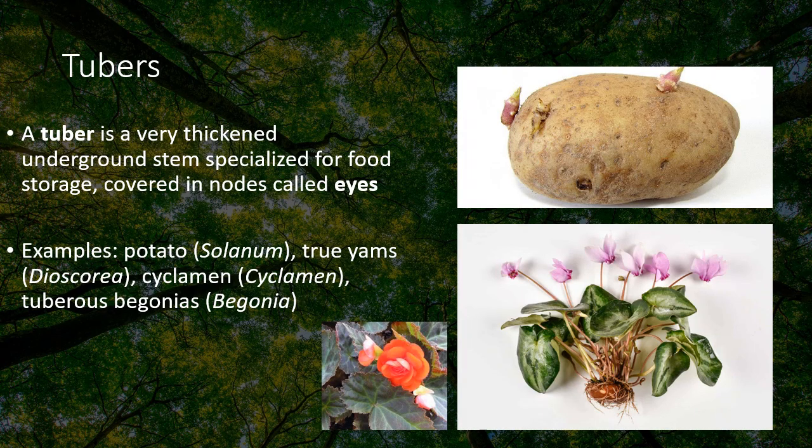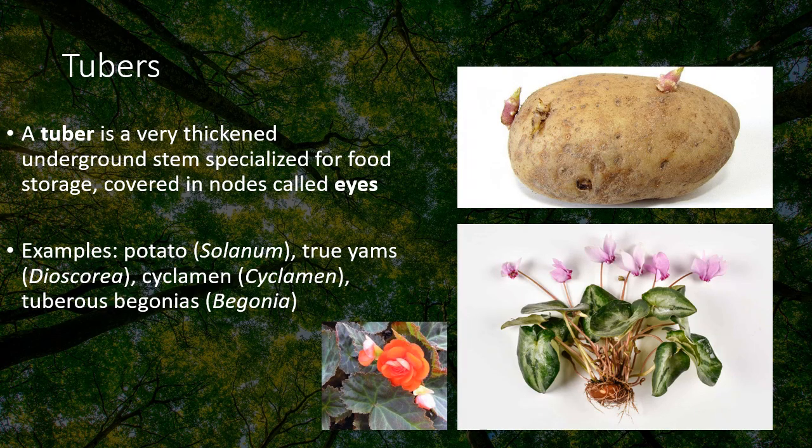And potatoes are probably the most familiar example. Anyone who's left potatoes in the cupboard for too long knows that they will start to produce lateral shoots from those nodes or eyes. And if you planted a potato in your yard, it would grow those shoots up to the soil surface.